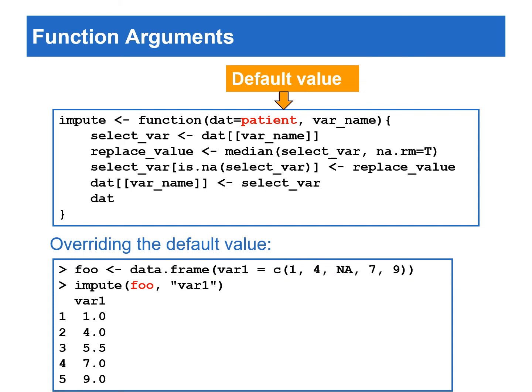In this example, we did not use the patient data, to call the impute function. The value that is provided for the dat argument, foo, overrides the default value.